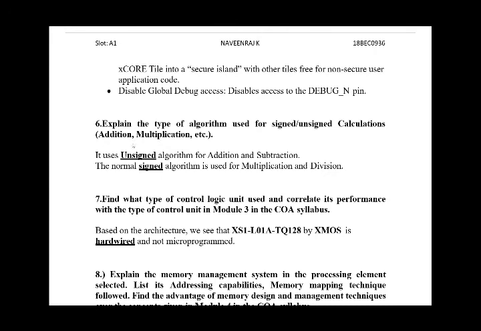And the sixth question, which is very easy. They're asking the type of algorithm used for signed and unsigned calculations. Unsigned uses addition and subtraction. Signed is used for multiplication and division. That's so simple and easy. And the seventh one is also easy. Asking what type of control logic unit is used and to correlate its performance with the type of control unit. So based on the architecture, it is hardwired and not microprogrammed. That was a direct question.